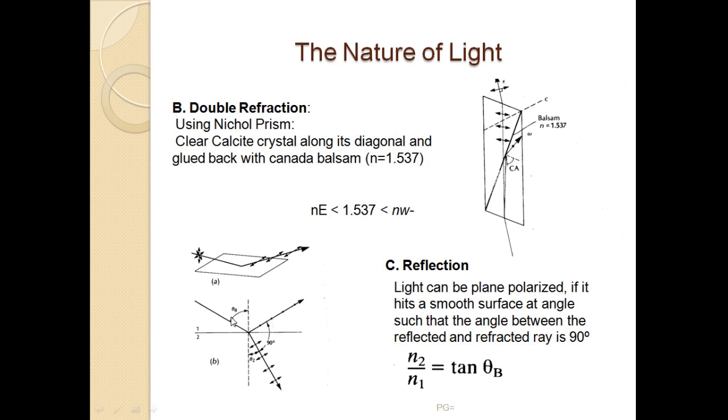This angle is called Brewster's angle, and we can derive an equation for Brewster's law using Snell's law. Like n2 by n1 is equal to sine theta 1 by sine theta 2. We know that this angle is 90 degrees. So if this is theta 1 and this is theta 2, theta 2 will be equal to 90 minus theta 1. So sine theta 1 by sine theta 2 will become sine theta by cos theta, which is equal to tan theta.